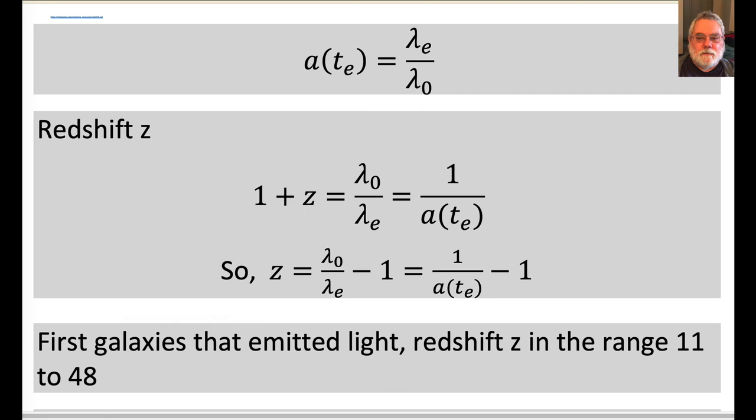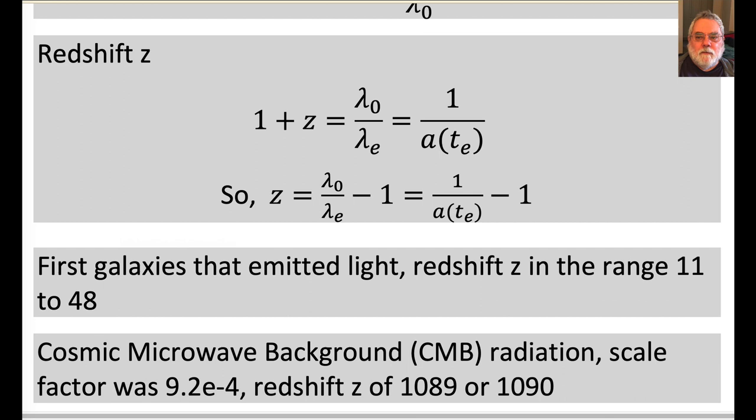372,000 years after the Big Bang, the observable universe was bathed in visible orange-red light. The scale factor was 9.2 times 10 to the minus 4. This light has traveled the expanding universe for 13.78 billion years, getting redshifted as the universe expanded. We now detect this as the cosmic microwave background, CMB, radiation, with redshift Z of 1089 or 1090.